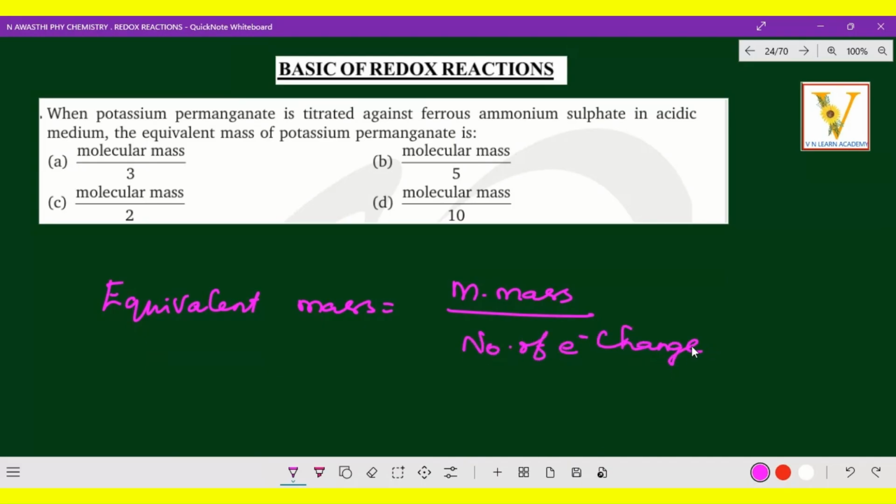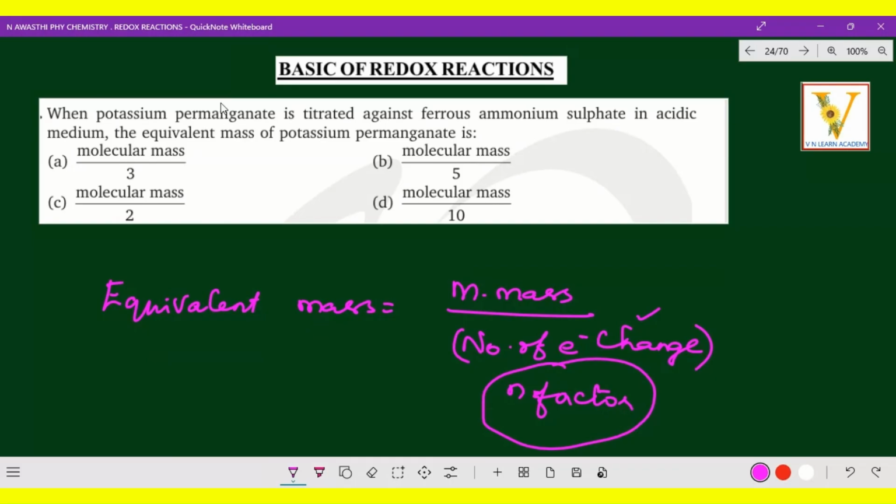So number of electrons change, whether the number of electrons is losing or gaining, or H plus ions replacing or OH minus ions replacing. In that way also we can identify. So generally we can say N factor, right? N factor only we can identify, it is the number of electrons change, right?